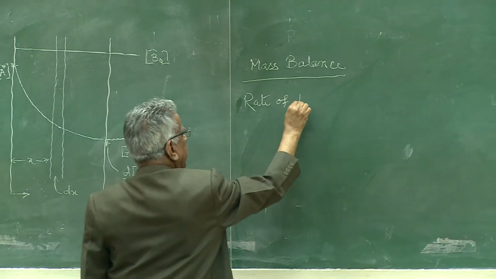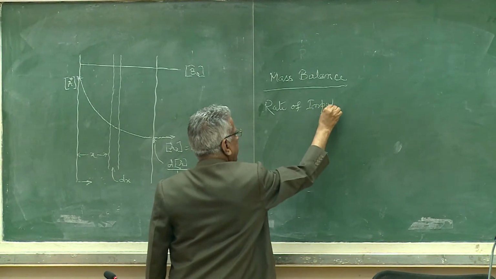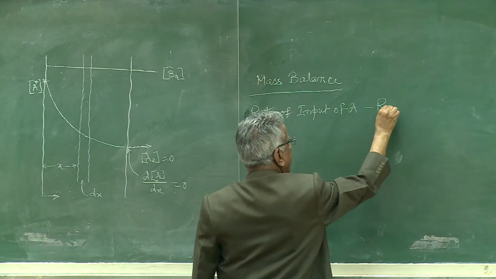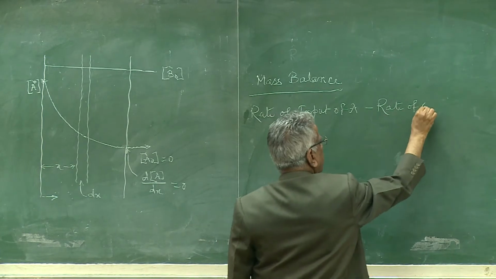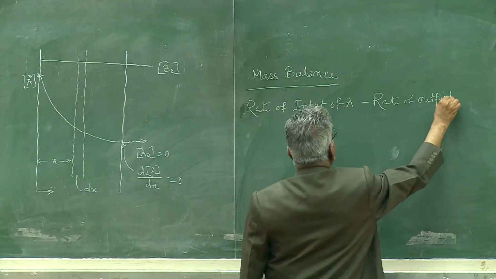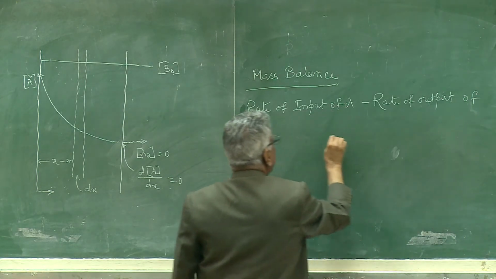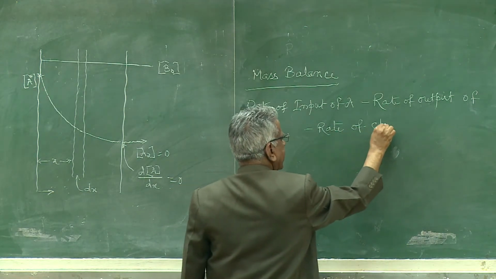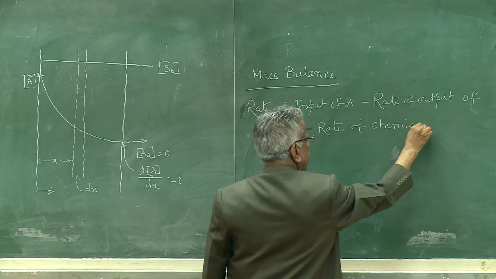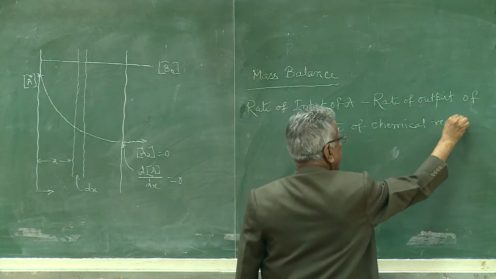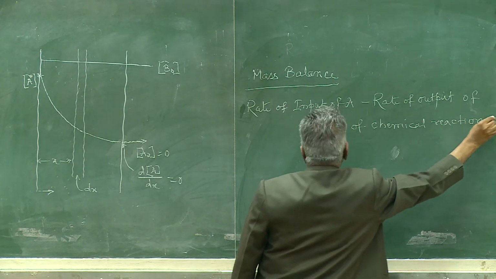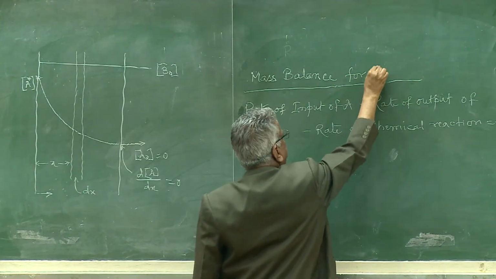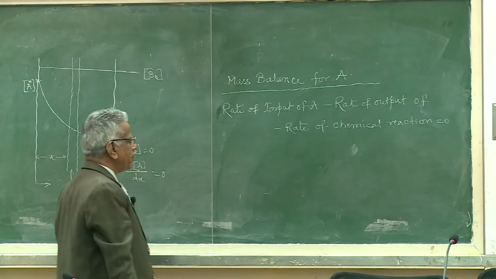Rate of input of A minus rate of output of A minus rate of chemical reaction, this complete mass balance is equal to 0, and we are writing the mass balance for component A, the gas phase species, in the liquid film.